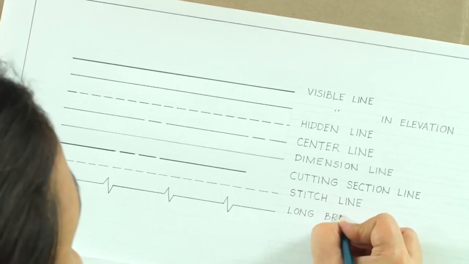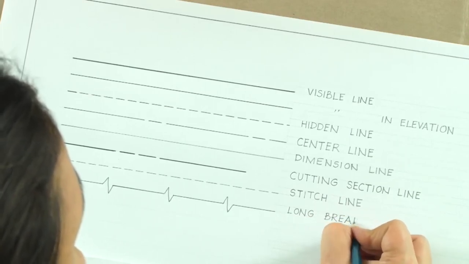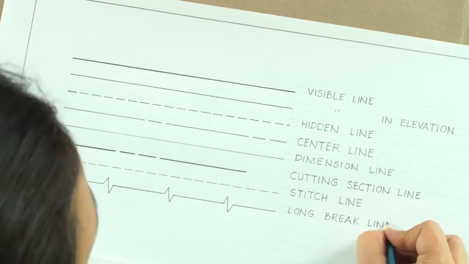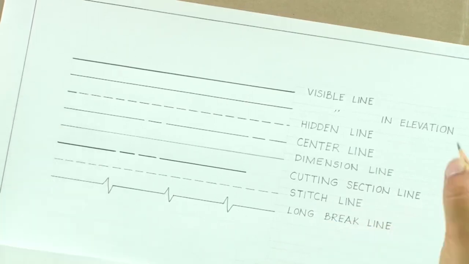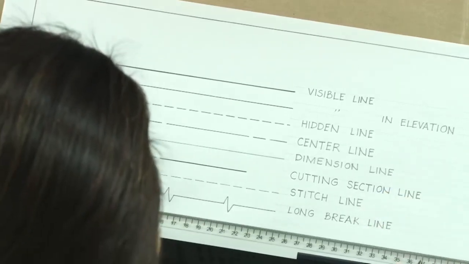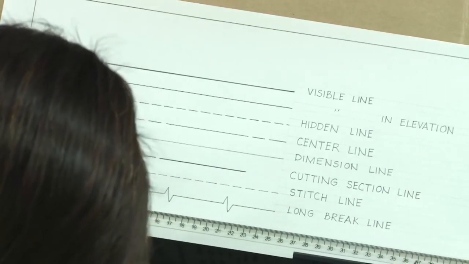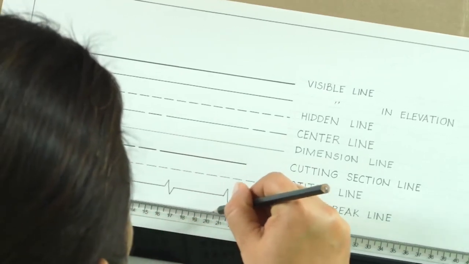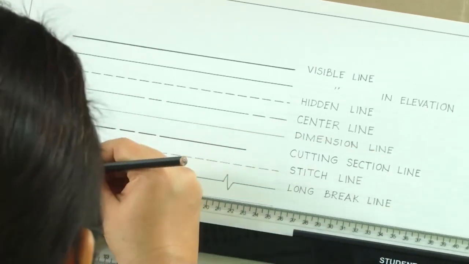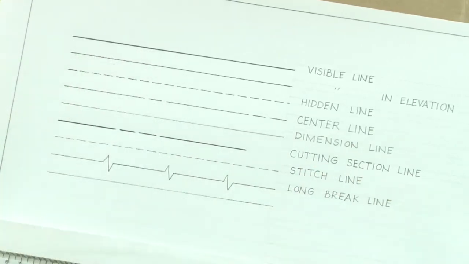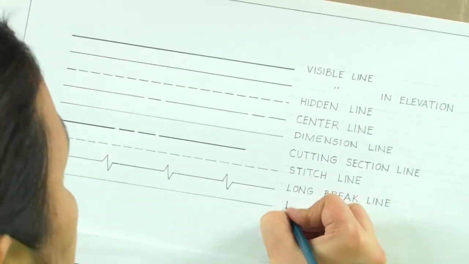This is often used in both engineering and architecture, and you will be using these break lines often. This is what you will use. And then, similar to the dimension line, we also have an extension line, which is a very thin line. It is the thinnest line. So very thin, thinner than the dimension line. And this is called an extension line.